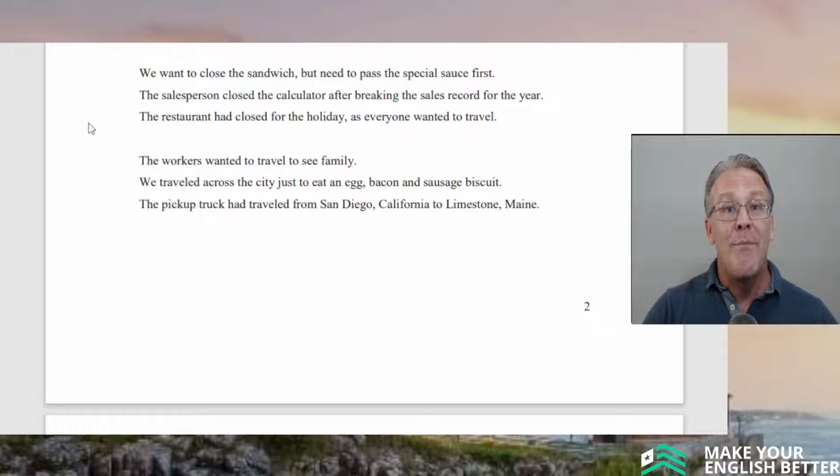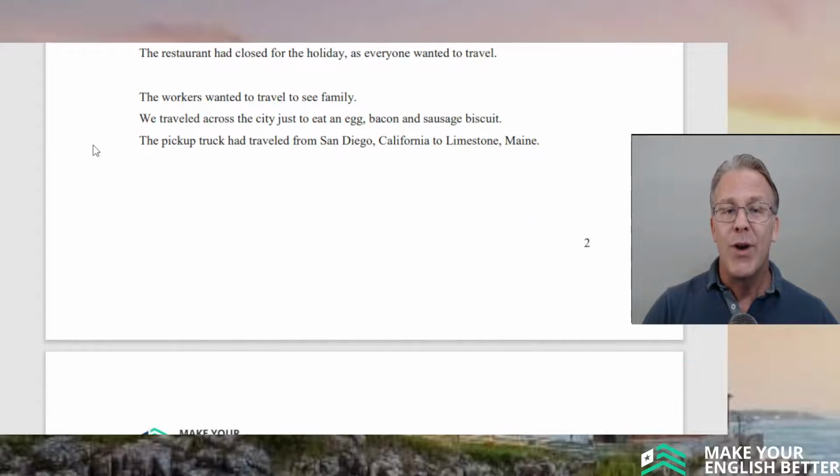So they were the best salesperson, and it was like a celebration. The restaurant had closed for the holiday as everyone wanted to travel. I can't blame them. Traveling is wonderful. The workers wanted to travel to see family. Family is very important. We traveled across the city just to eat an egg, bacon, and sausage biscuit. This particular sandwich is very good.